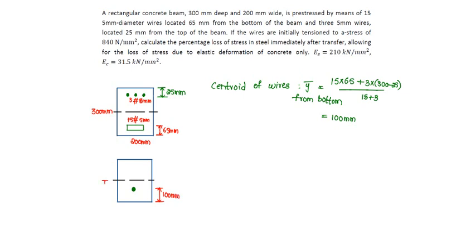Since overall depth is 300 mm, then this will be 150 mm. So eccentricity will be equal to 50 mm. Pre-stressing force will be equal to given stress into area, that is 18 bars of 5 mm diameter, so pi by 4 into 5 square, that is equal to 300 kilonewton.